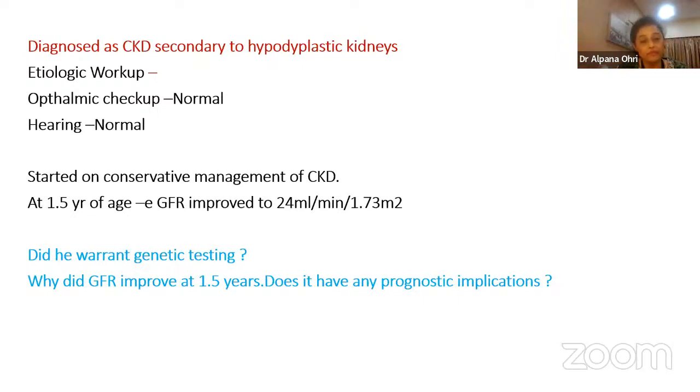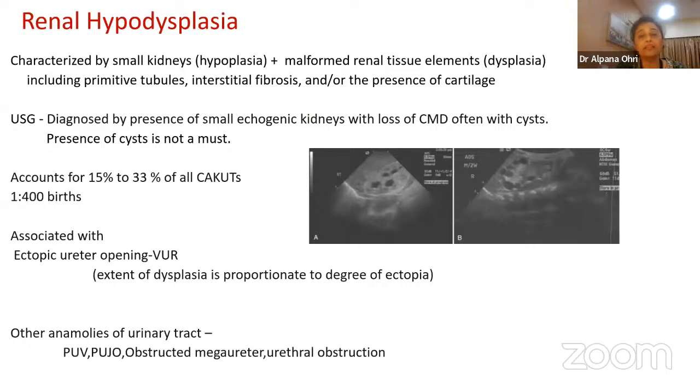So the question which comes to our mind is, does she warrant genetic testing? We have heard so much about genes, CAKUT, hypodysplasia, all regulated by genes. Does she warrant genetic testing? And why did her GFR improve if her kidneys were so small, dysplastic, hypodysplastic? How did the GFR improve at 1.5 years? And does this improvement in GFR have any prognostic implications? We'll come to that in a short while.